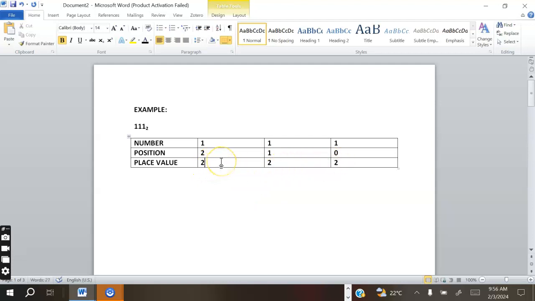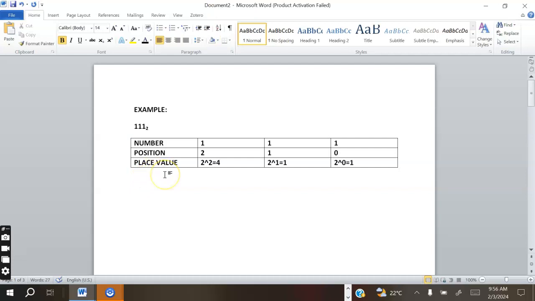So this one is supposed to be raised to power 2. 2 raised to power 2 is 4. Well, the other one, that is 2 raised to power 1, is supposed to give us 2. And lastly, 2 raised to power 0 is supposed to give us 1, the rules of integers. Okay, having done that, we move to the next step.